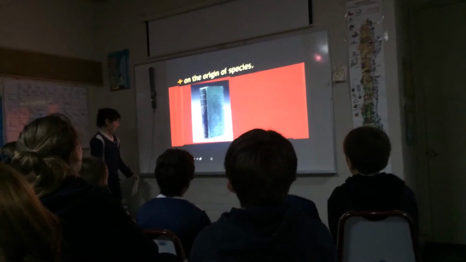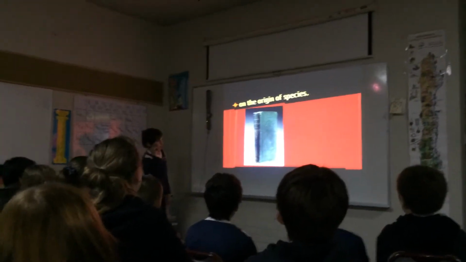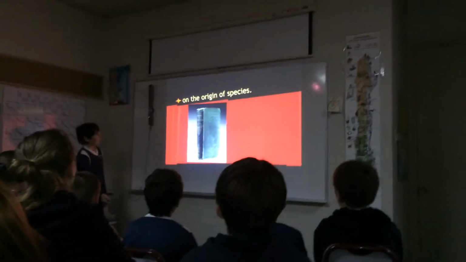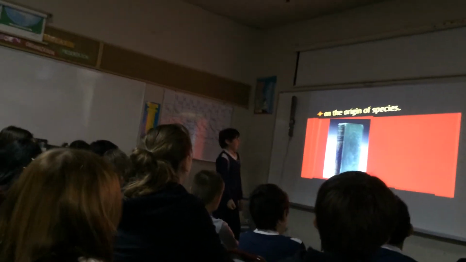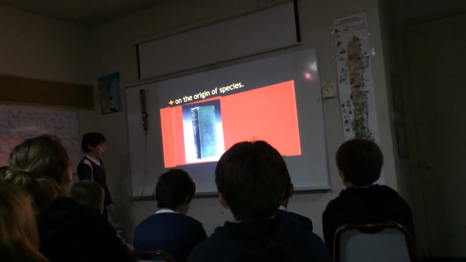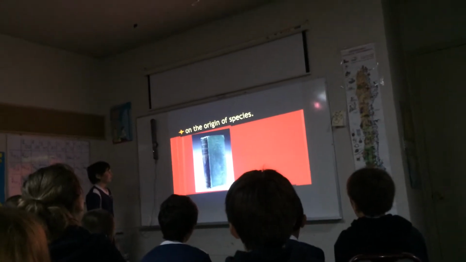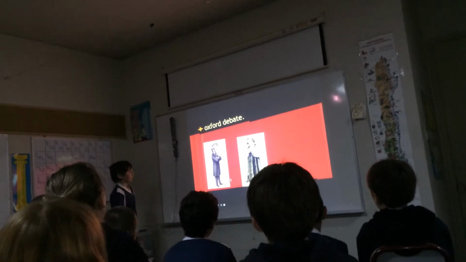On the Origin of Species. After the voyage of the Beagle, Darwin spent 20 years studying, writing and thinking about why the species were so different on each island. In 1859 he came up with the book called On the Origin of Species. That book shook the world apart. It started so many things like the Oxford Debate.